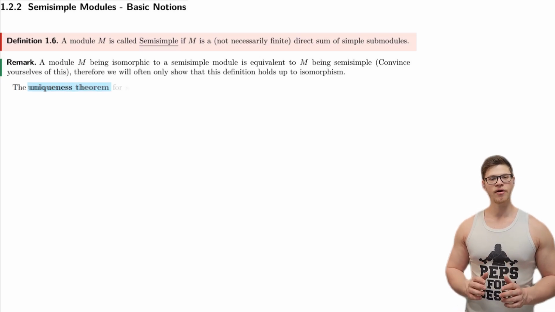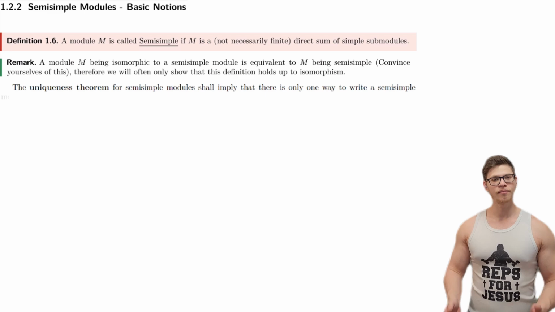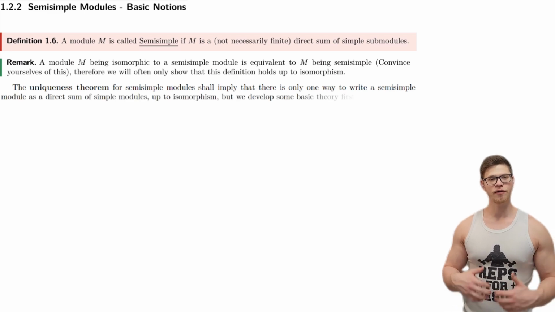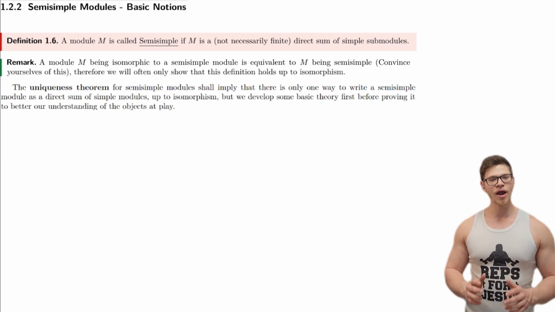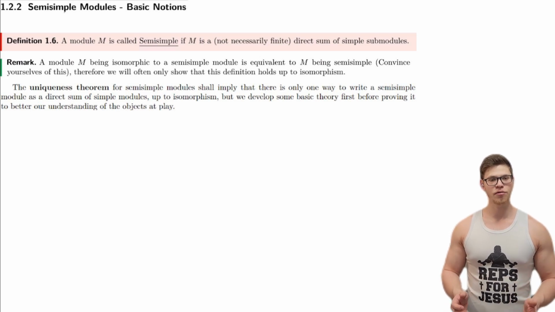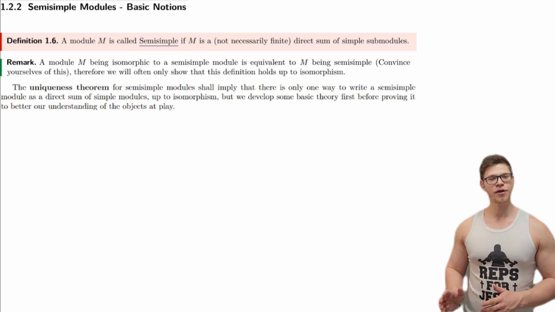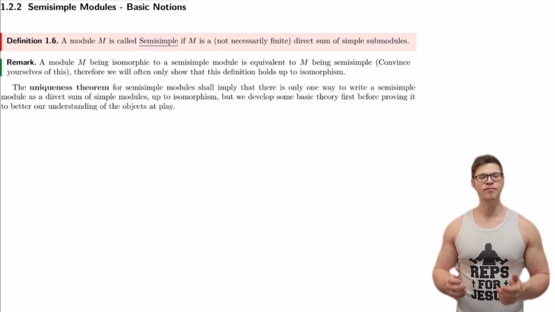The uniqueness theorem for semisimple modules will imply that up to isomorphism of the components, there is a unique way to write a semisimple module as a direct sum of simple modules. But we develop some basic theory before we state and prove that theorem.